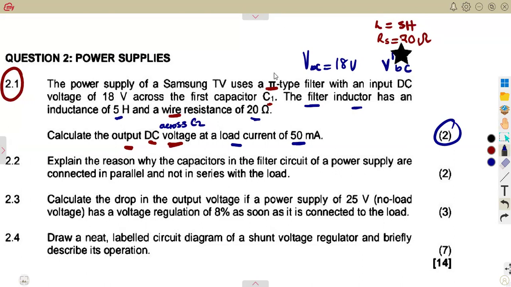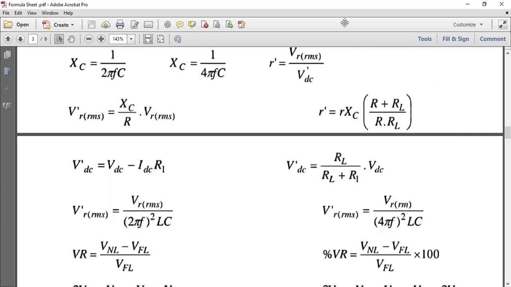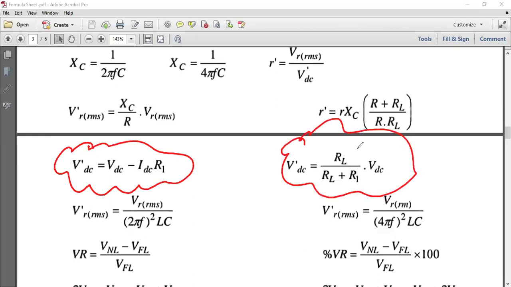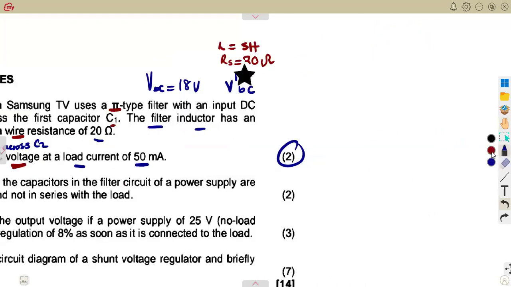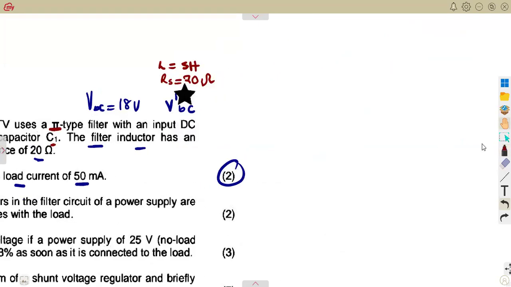So in this case, I wanted also to go through your formula sheet as you have these calculations of the VDC at the output, which can be calculated from these 2 formulas. But in this case, we cannot consider the RL, R1, whatever that you have. You can just consider the difference that you have because you've got the current. So that's VDC minus IDC R1, which is R1 is that series resistance that we are given, our RS. So with this formula, we can simply apply it to calculate our output there. Okay, so that was a straightforward question, guys, on this 2.1.